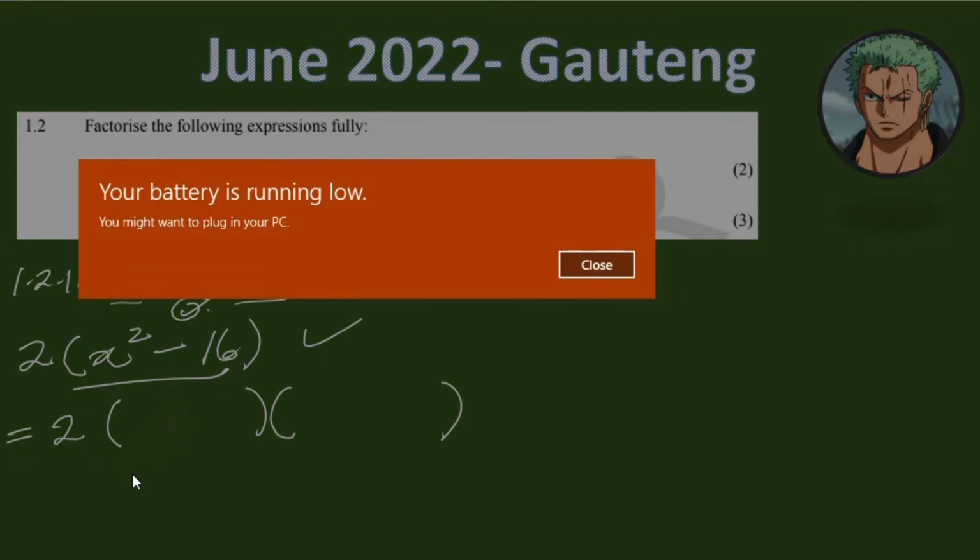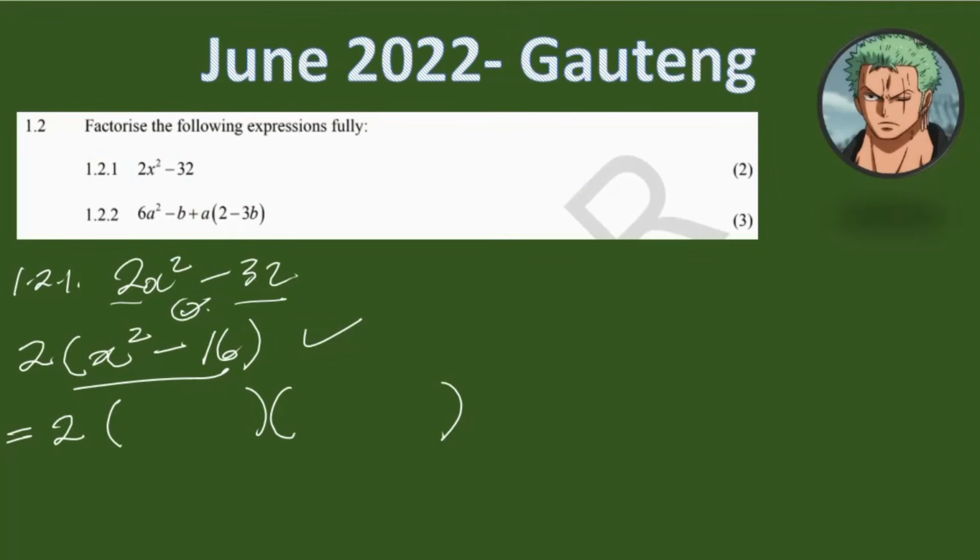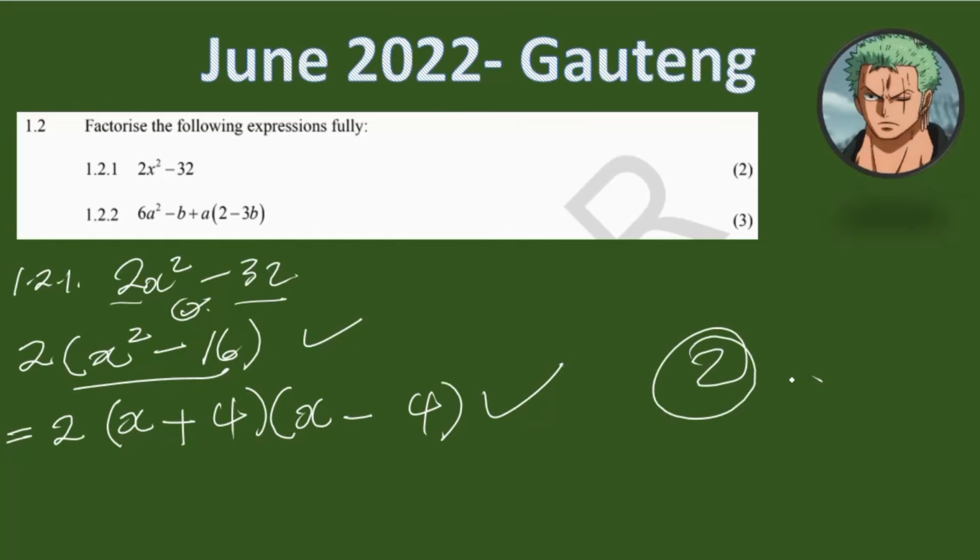So, oops, let me charge my thing. Right, let's move on. So now here you'll write factors of x squared, which is x and x. Because it's difference of 2 squares, one bracket is positive, the other one is negative. Factors of 16, that is 4 and 4. And this is what earns you the full 2 marks. Right. So I hope that's easy. I hope you see it as easy as I see it.